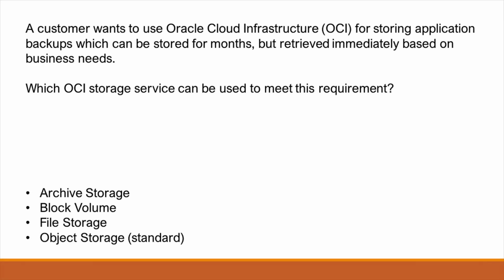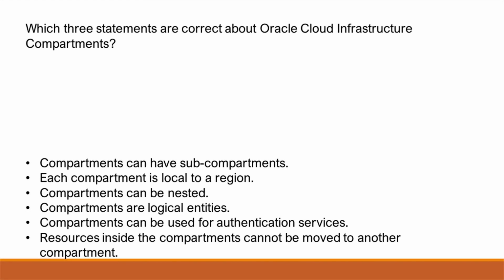A customer wants to use Oracle Cloud Infrastructure, OCI, for storing application backups which can be stored for months, but retrieved immediately based on business needs. Which OCI storage service can be used to meet this requirement? Options we have for this question are, archive storage, block volume, file storage, object storage standard. Correct answer for this question is option 4, object storage standard, because object storage can be used for storing application backups and able to retrieve immediately as per need. Let's talk about this question.